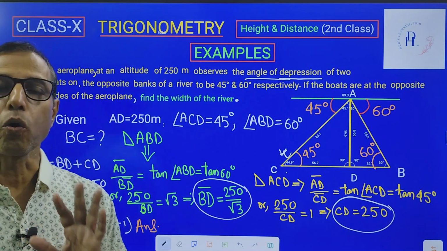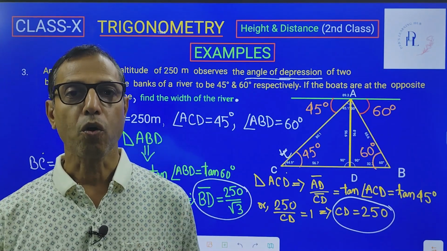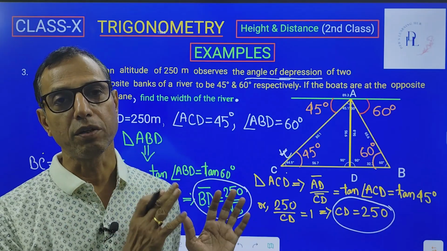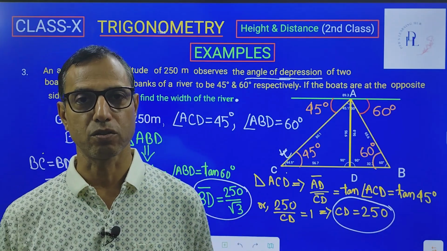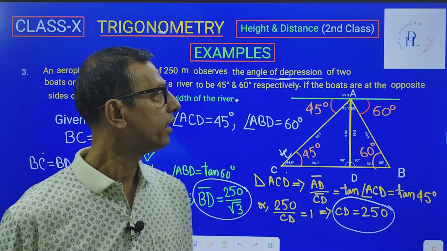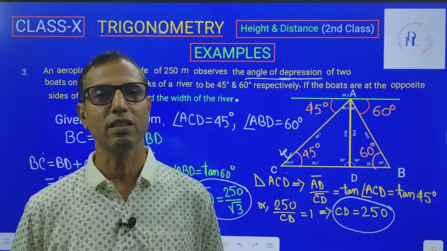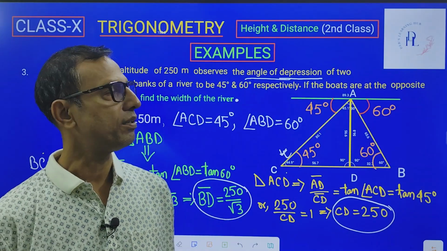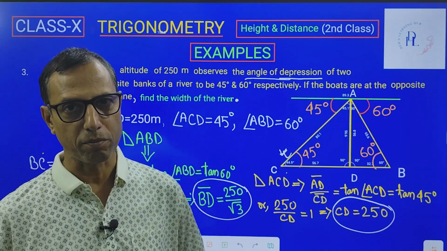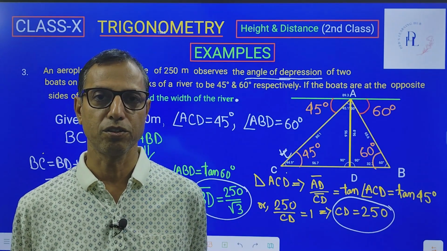It is always required to draw the diagram by reading the story itself if the picture is not given. If the picture is given, then it is very easy to find out. I believe these three examples give you a clear idea about height and distance problems. It is just a combination of geometry and trigonometric ratios.